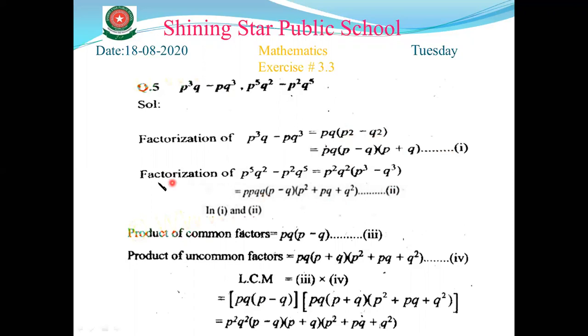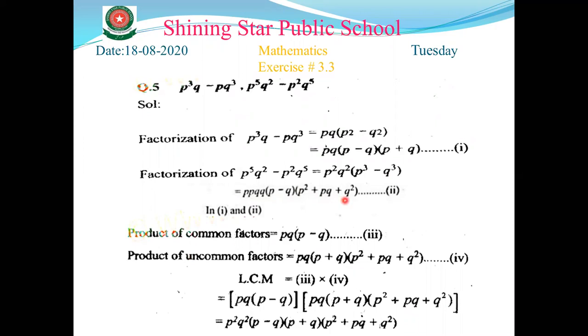Now the equation number 2. For finding the equation number 2, we take the p square and q square common. So when we take the p square q square common, we will get p cube minus q cube. And we know the formula of a cube minus b cube. a cube minus b cube is equal to a minus b into a square plus ab plus b square. So it will give you p multiply p, q multiply q, p minus q, p square plus pq plus q square. This is the equation number 2.